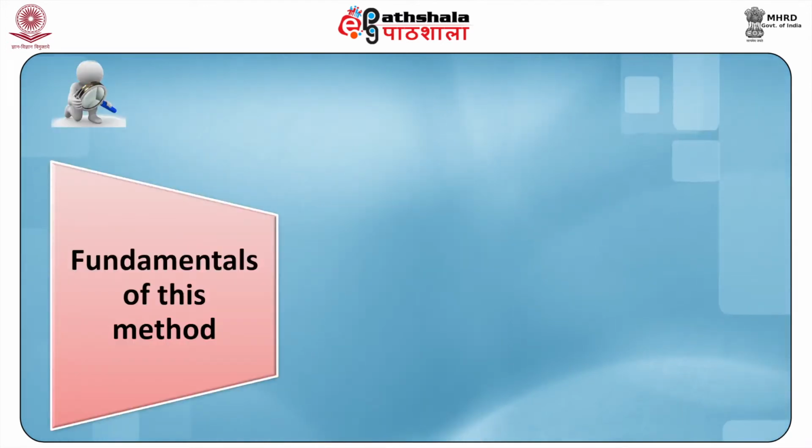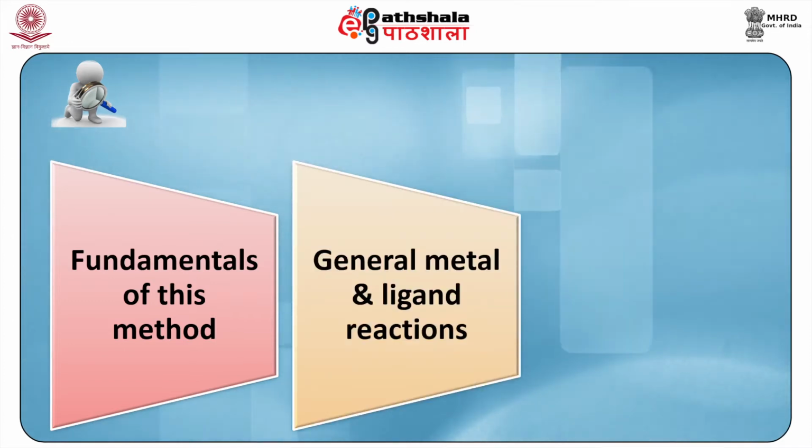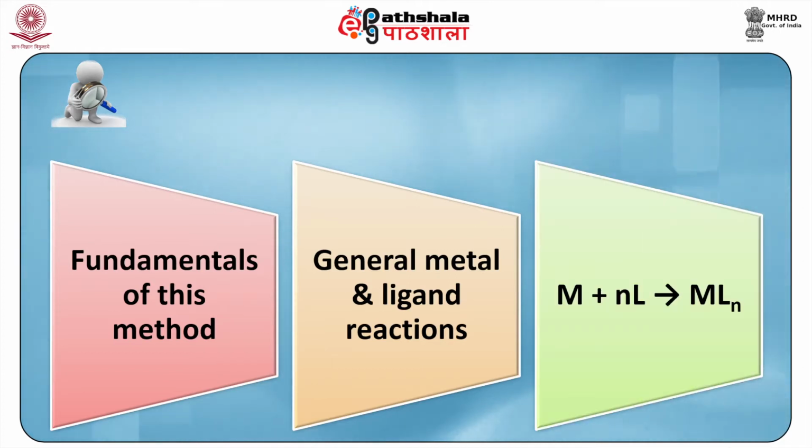Introduction. Yoe and Jones developed the mole ratio method for inferring the composition of metal complexes from spectrophotometric data in solution. The fundamentals of this method include a general metal and ligand reaction of the type where metal M reacts with n moles of ligand to form an MLn complex. In other words, it is an alternative to the continuous variation method for stoichiometry determination in metal-ligand complexes.